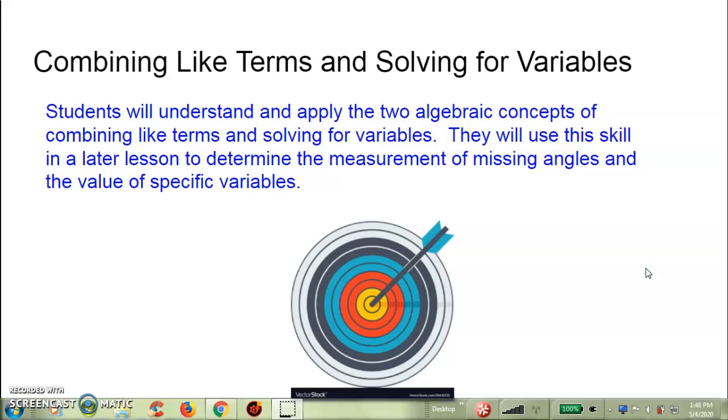Hey everybody. Today's lesson is going to be a little bit of beginning algebra, and I'm hoping for some of you this is a review, but if it is, the review is also good. So the two topics we're going to look at are combining like terms and solving for variables, and as you can see, if you read through the target, you will be using combining like terms and solving for variables in Thursday's lesson, where we'll actually use this to determine the measurement of missing angles. Okay?